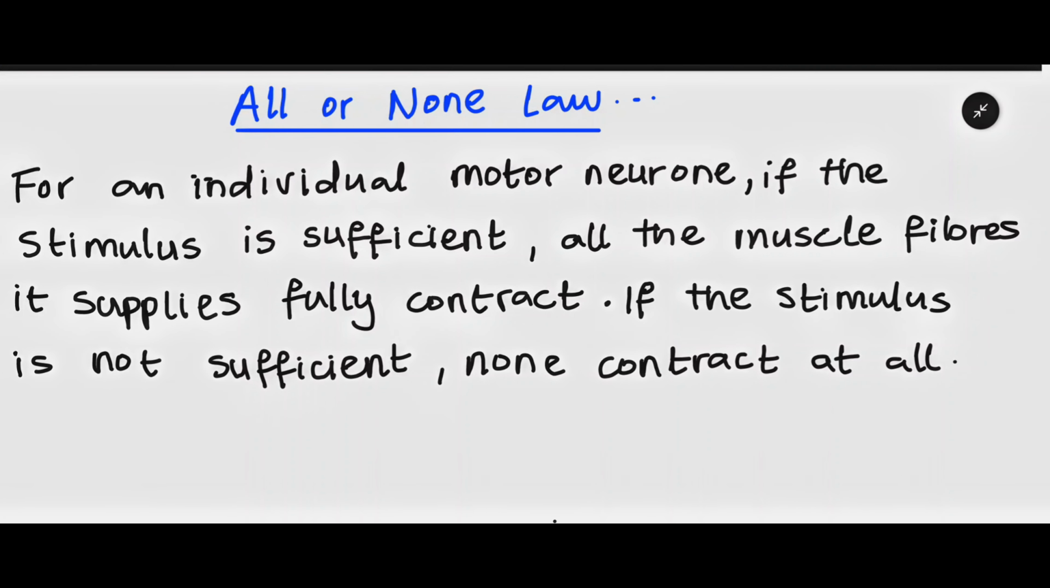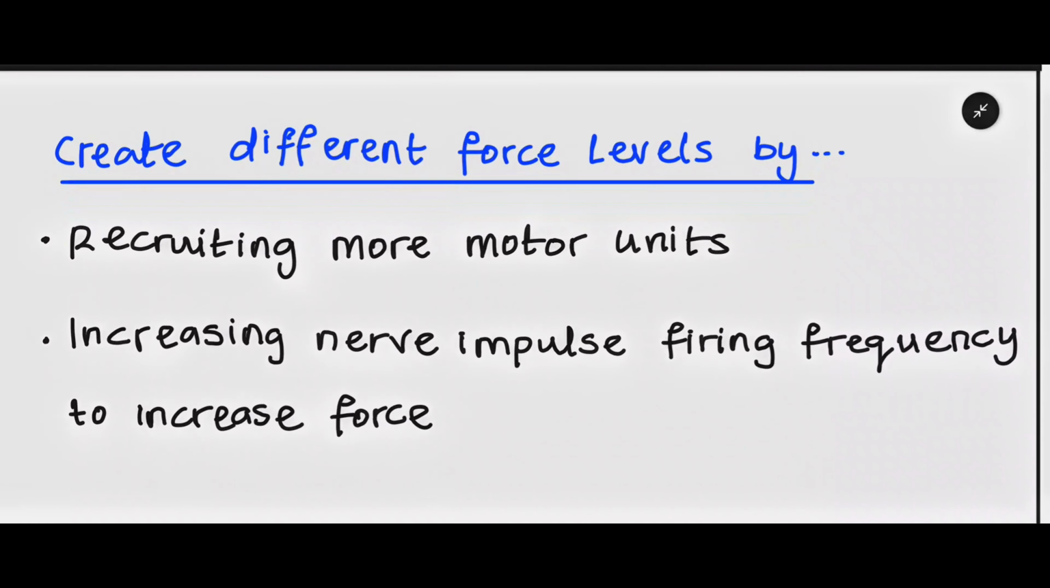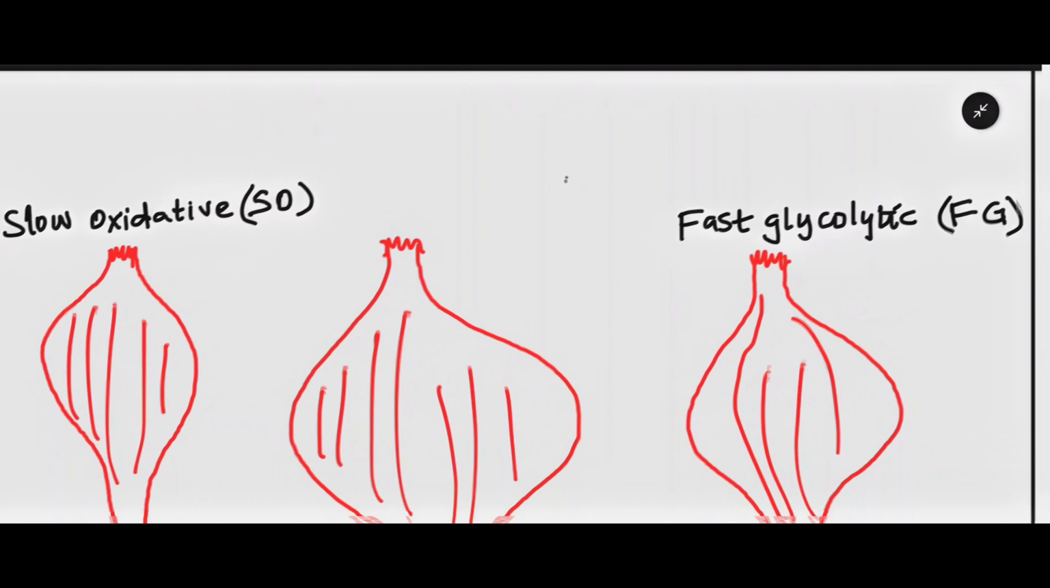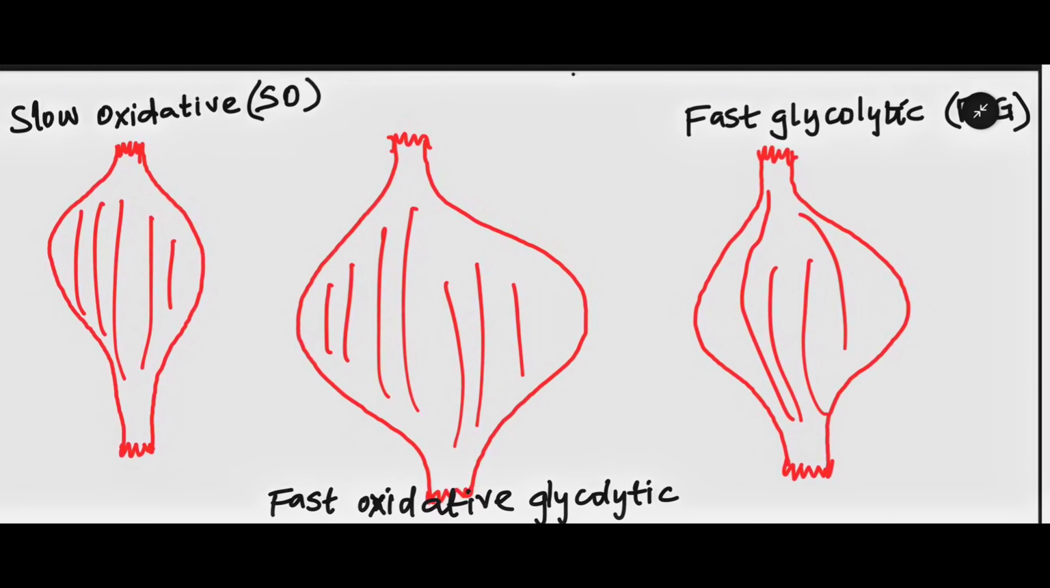So you might be asking, well, how do we control and create different levels of force? Because sometimes you don't want to use 100% of your strength, you only want to use 20% or 50%. Well, we can create different force levels by recruiting more motor units and by increasing the rate of nerve impulse firing. Okay, now let's look at the different muscle fiber types. So as an overview, this is what they look like relative to each other. The slow oxidative is the smallest one, the fast oxidative glycolytic is the largest one, and the fast glycolytic is the second largest one.